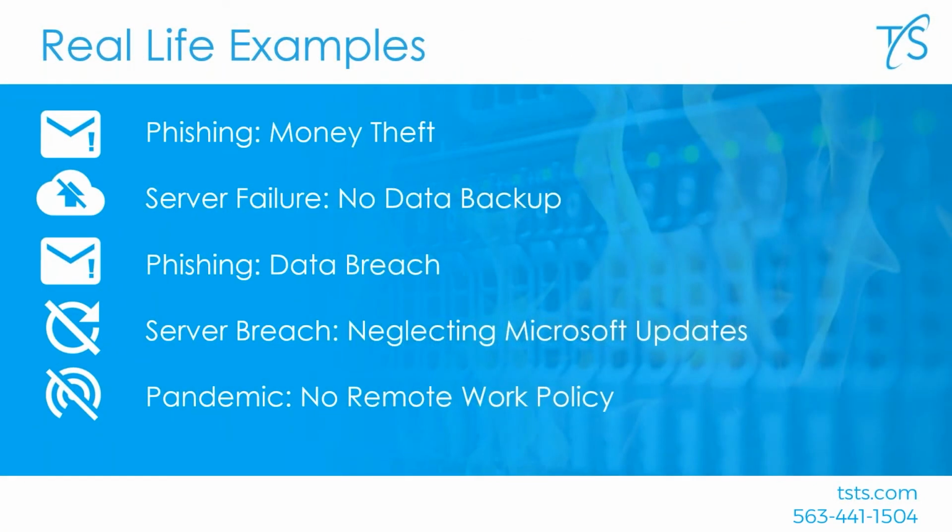I want to talk about some real life examples, and these are things that happen every day at Twin States. The first one was money theft. We had a small manufacturer in their accounting department. They got an email from their CEO saying that they should send $20,000 to a supplier. This is called CEO fraud. The check was cut, but it was caught before it went out. This is one of the big scams that's happening right now. If the user had been trained to look for the right thing, that may not have happened.